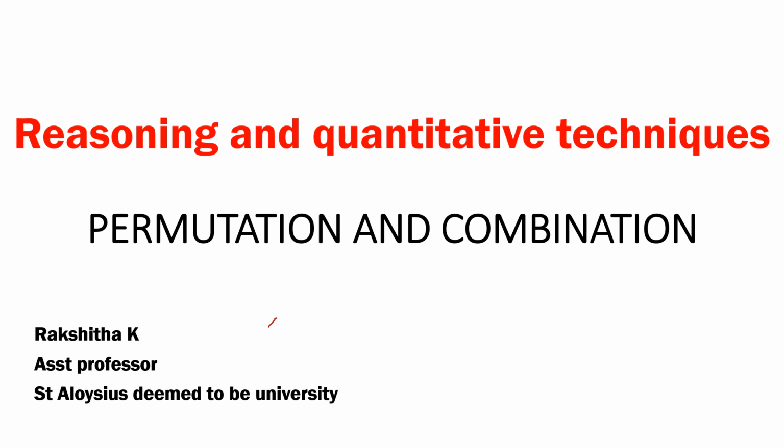In quantitative aptitude, permutation and combination are crucial concepts as they provide the foundation for calculating the number of possible arrangements or selections from a given set, where the key distinction lies in whether the order of selection matters, then it is permutation, or not, then it is combination, making them essential for solving problems related to probability, statistics, and various real world scenarios.